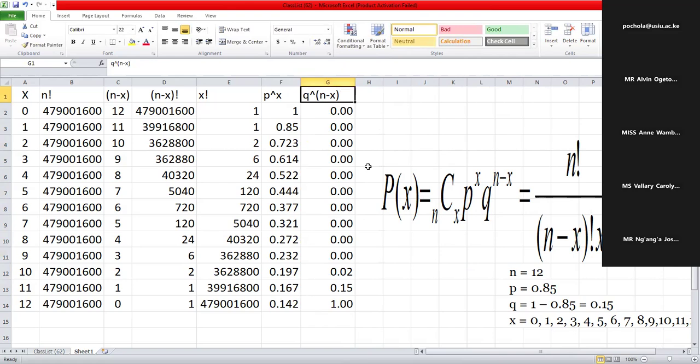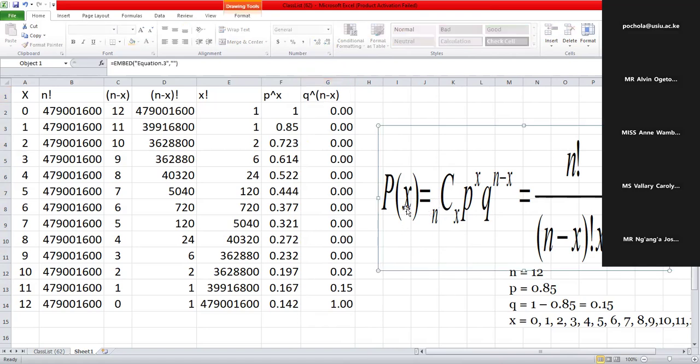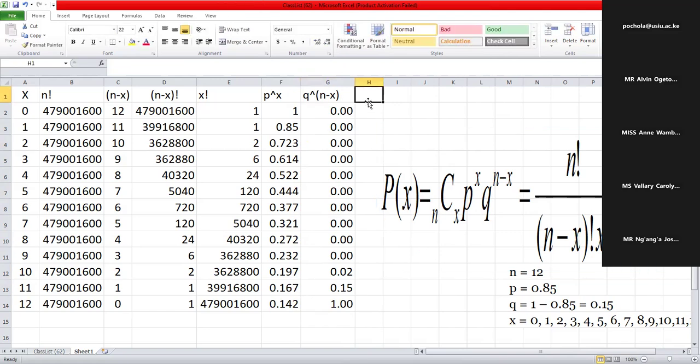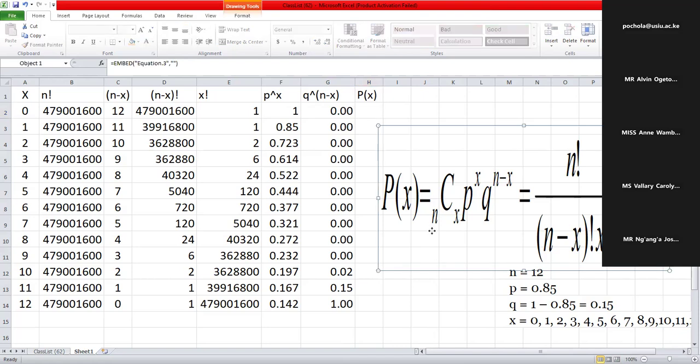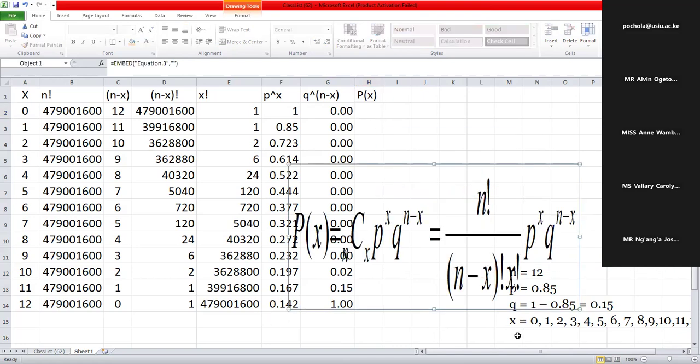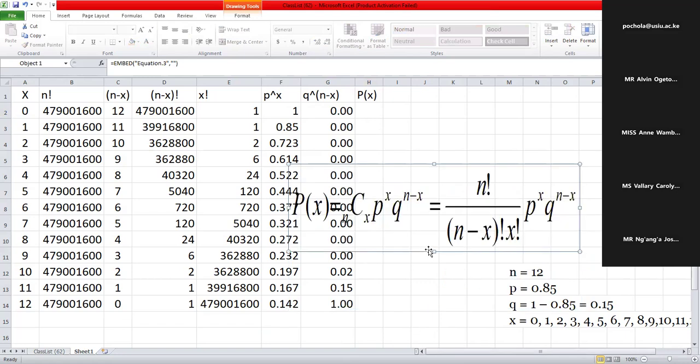I'm doing all this so that I get the probability of x. That's what I'm doing: P of x, for each value of x. So the last column here is P of x, the probability of x. Please listen to what I'm doing here. I'll go back here. What is the probability of x based on the right-hand side of this equation? You check the right-hand side.